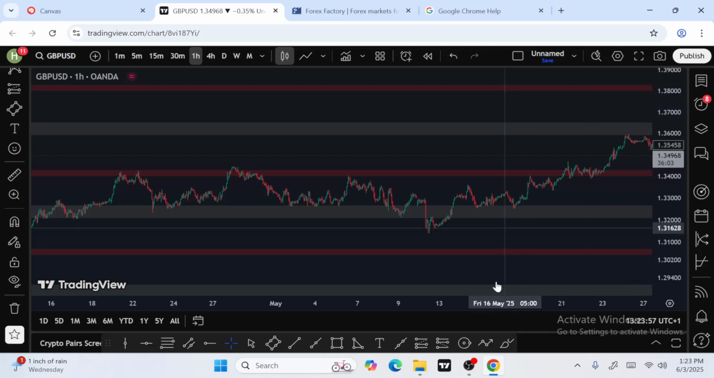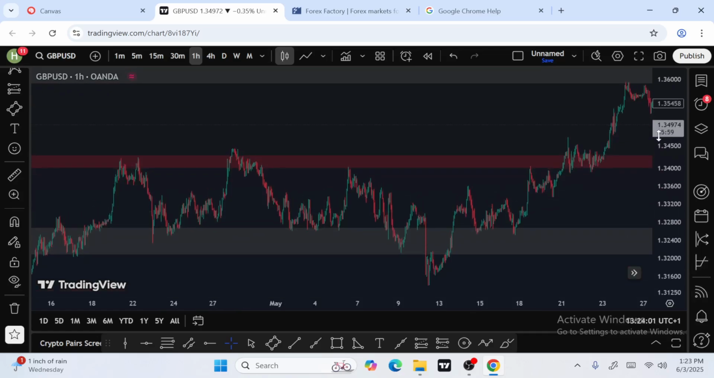All right, let's continue. Now that you've drawn your major zone and minor zone, what will you now do? You now start looking out for what? Structures. Are we following? You've drawn your major zone, you've drawn your minor zone. The next thing you start looking out for is what? Structures.